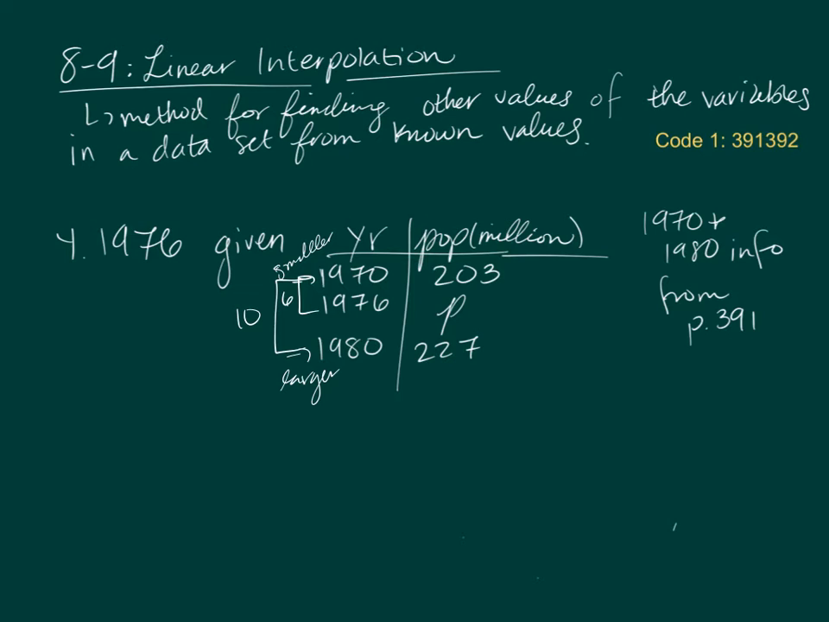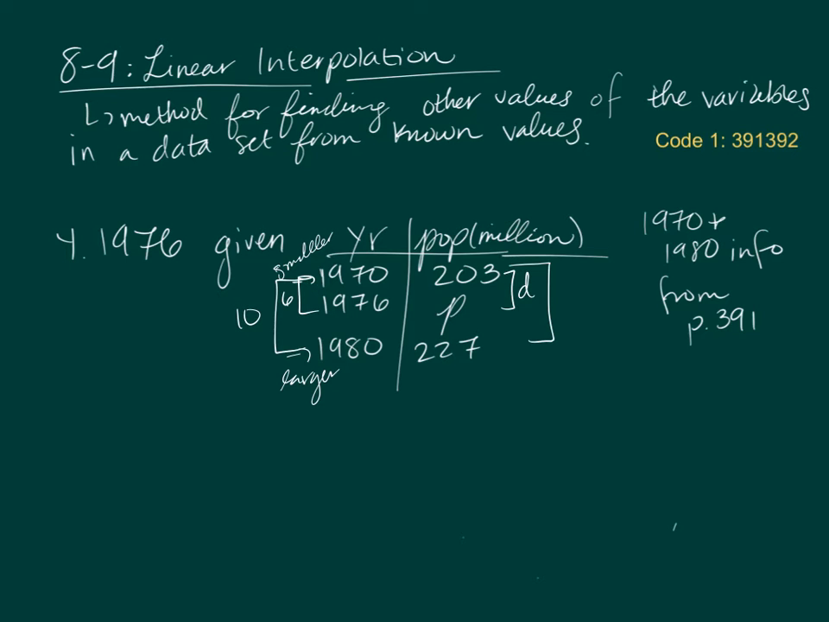What we're doing is we're preparing to set up a proportion, okay? So I know you guys really liked proportions, so we're going back to those. Now that we have our years proportion set up, so 1970 and 1976 is separated by 6 years, and 1970 and 1980 is separated by 10 years, okay? The population in millions, we don't know the difference between 203 and our potential population in 1976, so we're going to name that D, okay?